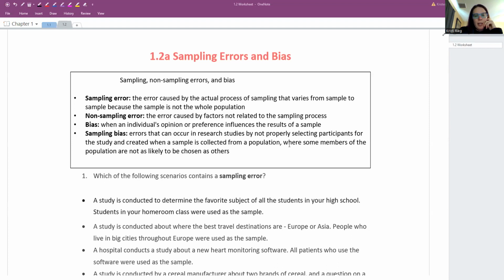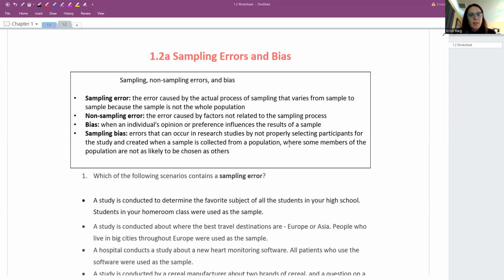Sampling, non-sampling errors, and bias. These kind of get a little tricky. So again, you always want to have your vocab page out when you're doing homework, quizzes, and the test, just to be able to differentiate between each vocab word. A sampling error is an error caused by the actual process of sampling that varies from sample to sample because the sample is not the whole population.